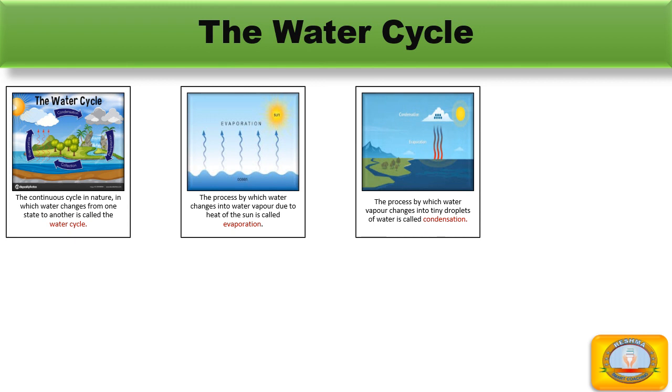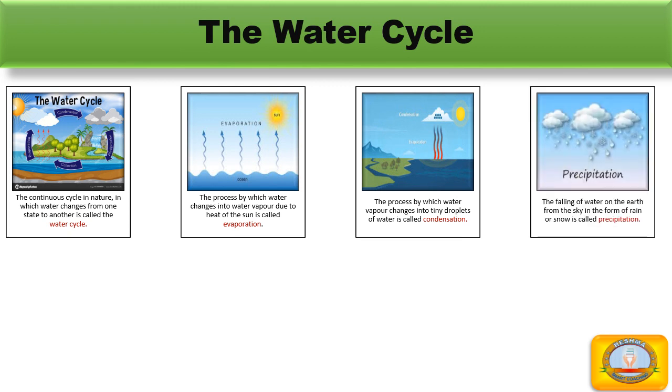Next step, in the sky, water vapor cools down and forms tiny droplets of water. The tiny droplets and the dust particles cling together to form clouds, and the process by which water vapor changes into tiny droplets of water is called condensation.